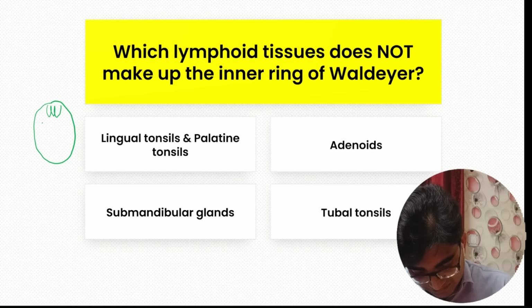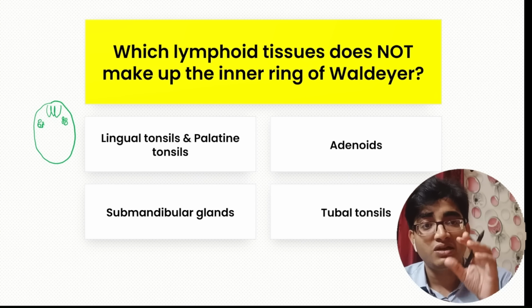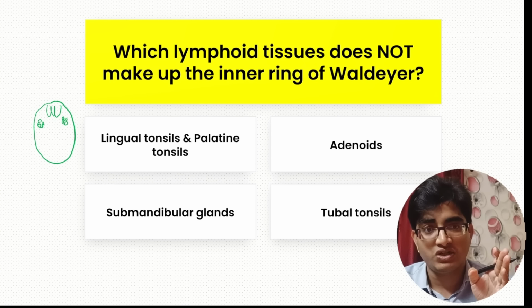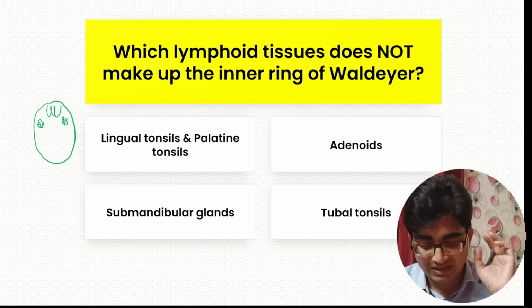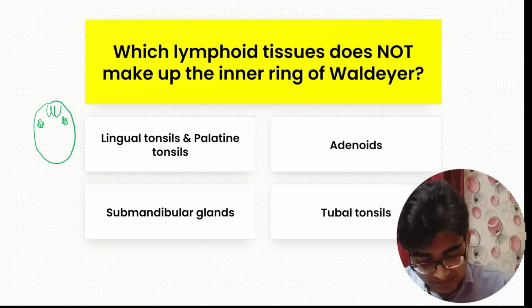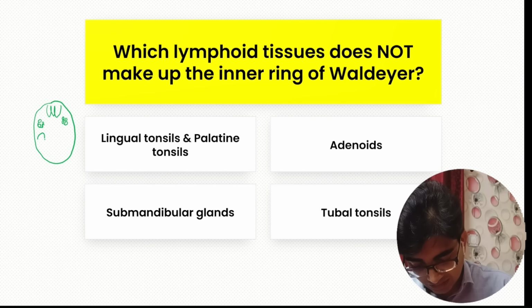There are the tubal tonsils surrounding the tubal orifice, that is the torus tubarius, which is the cartilaginous part of the eustachian tube projecting out with the mucosal covering on it. So that is the tubal tonsils or Gerlach's tonsils. Then there are, obviously, no doubt, the palatine tonsils bilaterally in the oropharynx.